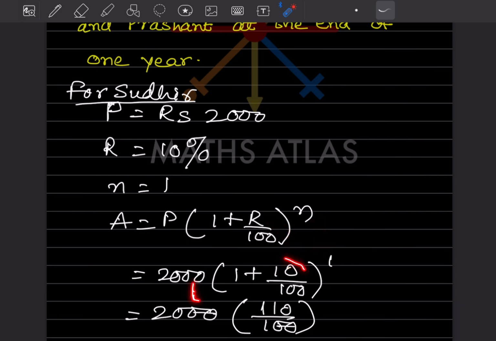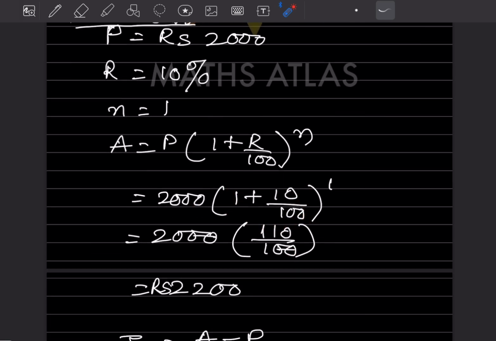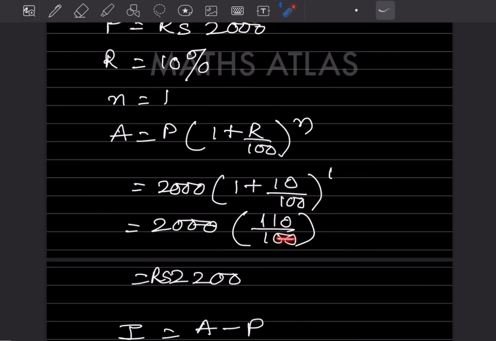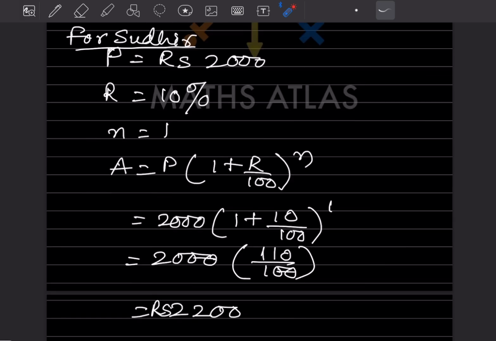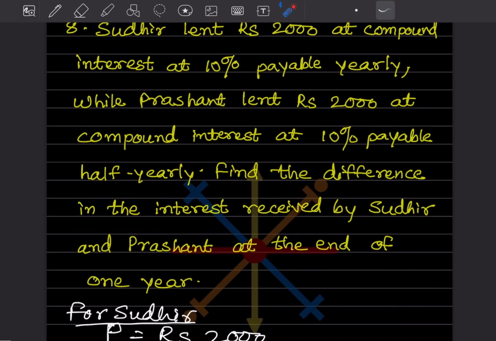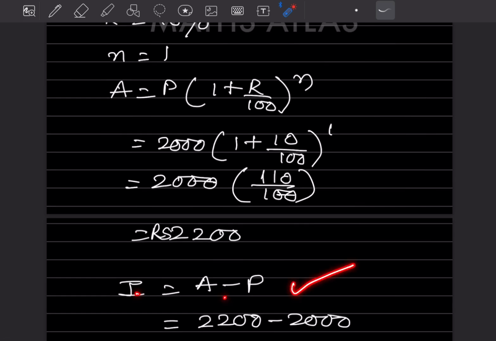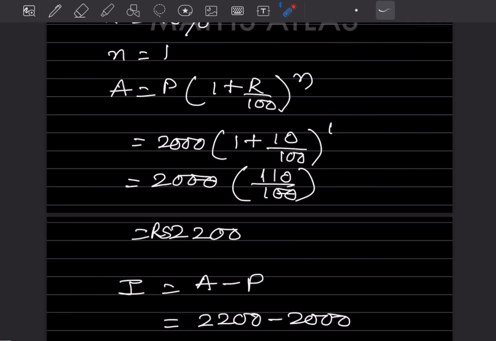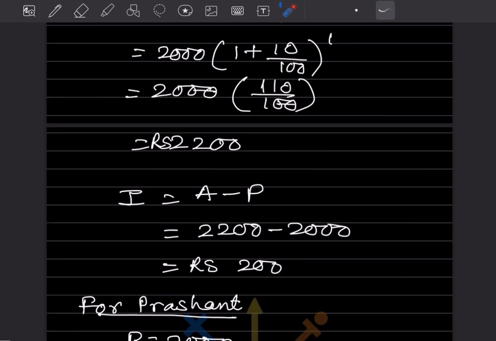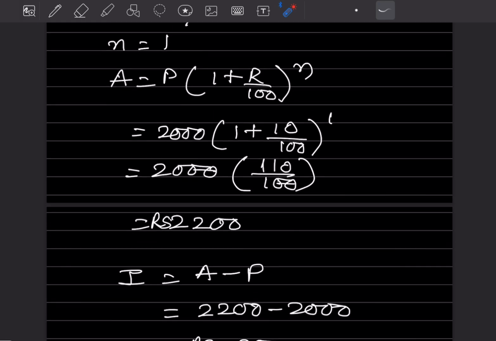When you solve this, it is going to be 110 by 100. Because this is multiplication, these 2 zeros get cancelled. When you multiply this, that is going to be 2,200. Now they have asked for the interest. The formula for the interest is A minus P, amount minus principal. So 2,200 minus 2,000 is 200. This was for Sudhir.